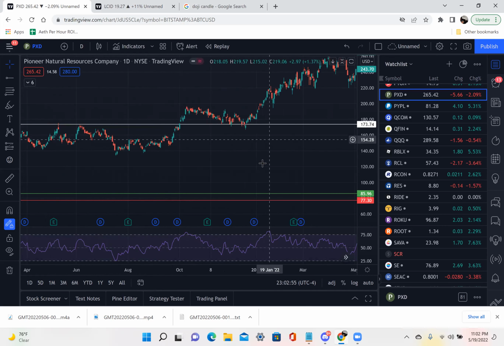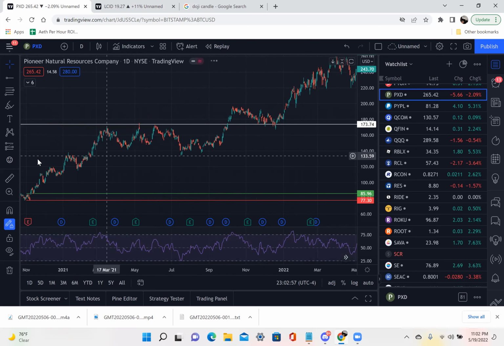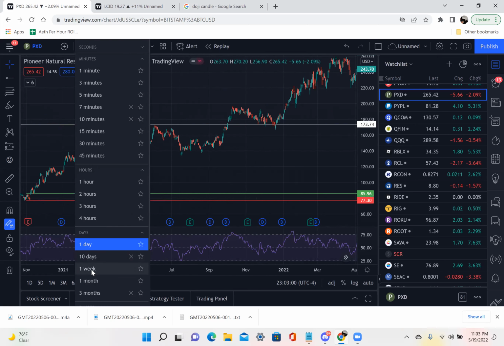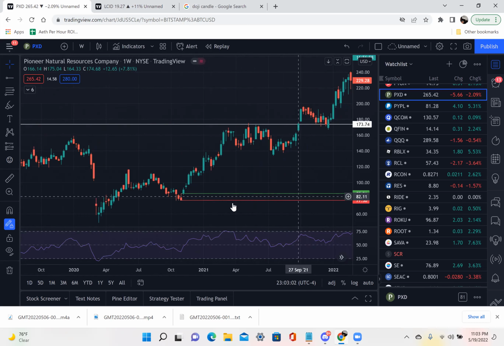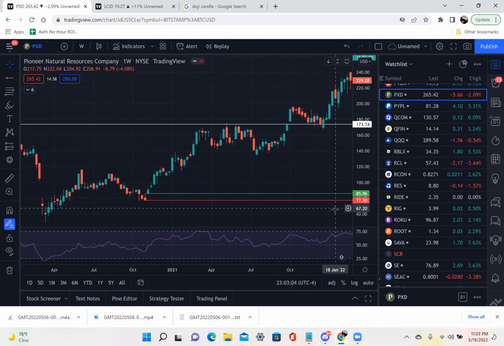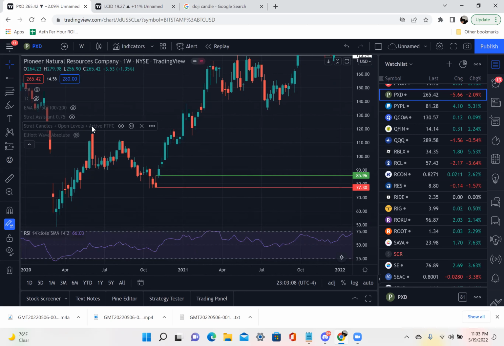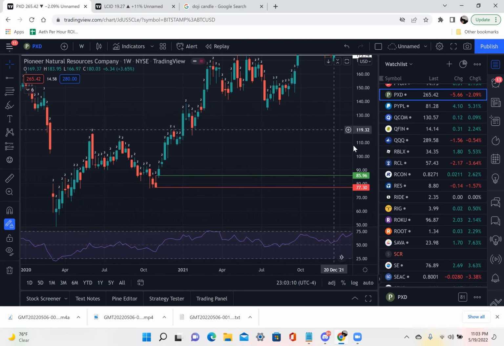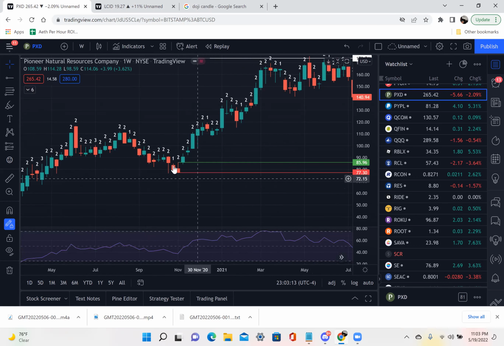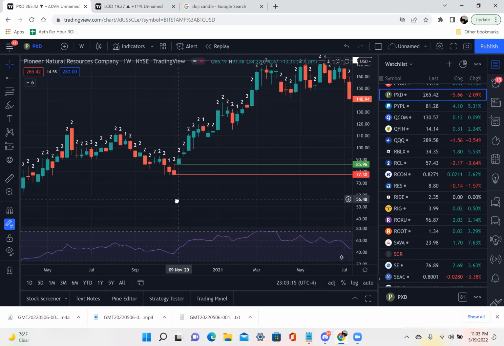So long story short, we entered in, oh yeah, it's because I was on a bigger time frame. Let's go back to the weekly. We entered in right here off this 2-2 reversal, and that is not a 2-2. I think that's a 3. Let me turn my strat on. No, that's a 2.